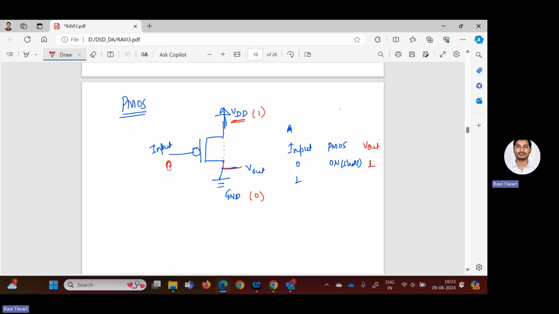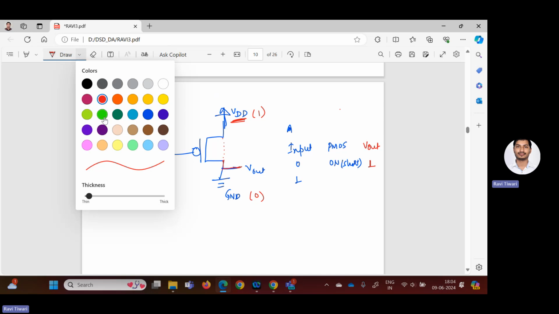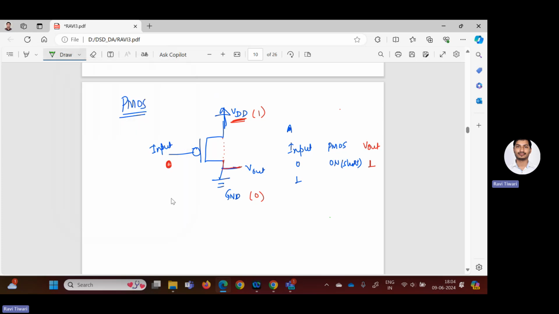So when I am saying input is 0, PMOS is on or short circuited, so that V out is directly connected to VDD and the output is 1. Clear? Now I am using some different color to tell what will happen if we give input as 1. Now I am giving input as 1.